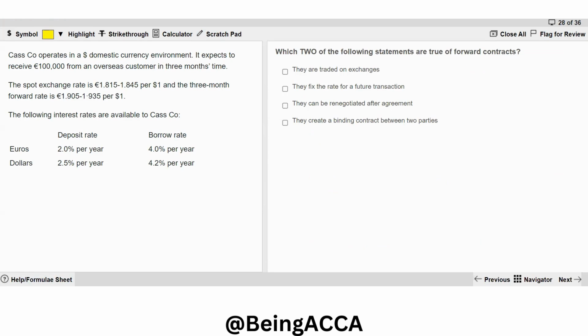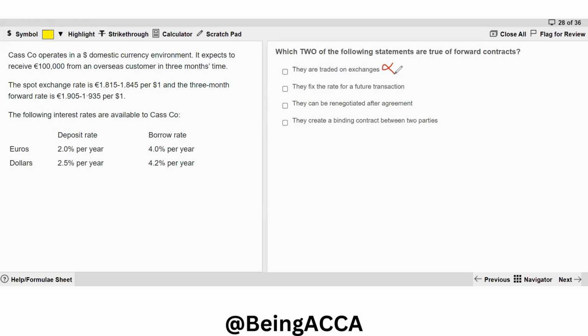This question asks, which two of the following statements are true of forward contracts? So we need to find out which statements are true with respect to forward contracts. Let's read the statements. They are traded on exchanges. Forward contracts are over the counter contracts, and hence they are not traded on the exchanges. That is why this statement is wrong.